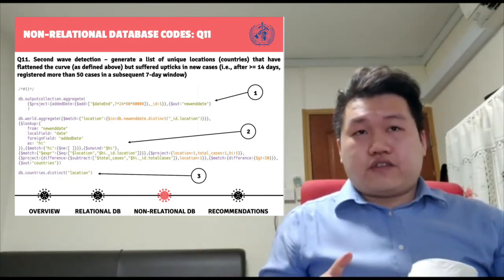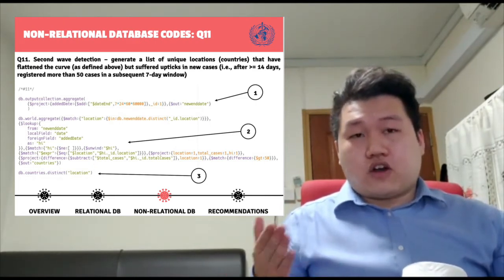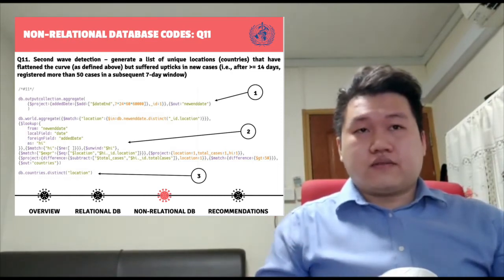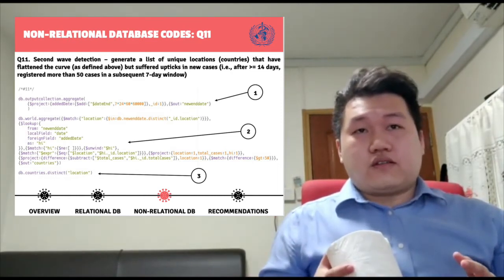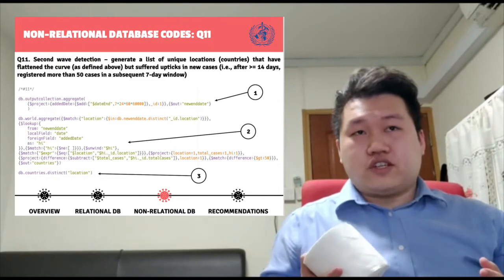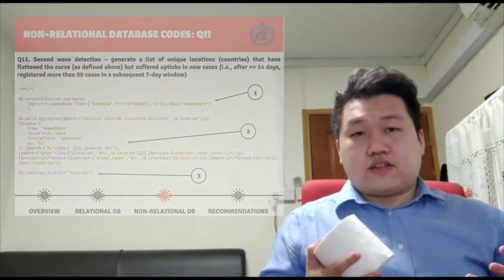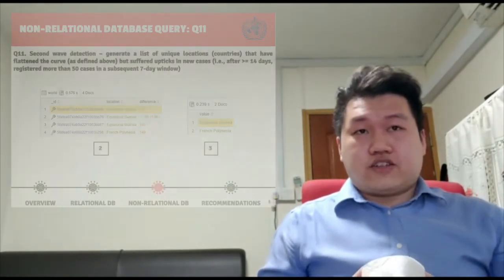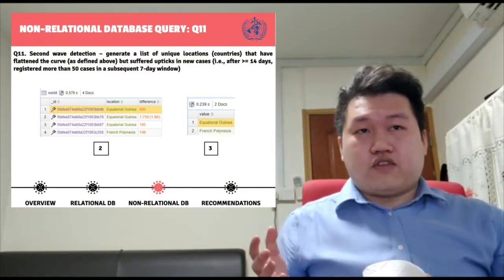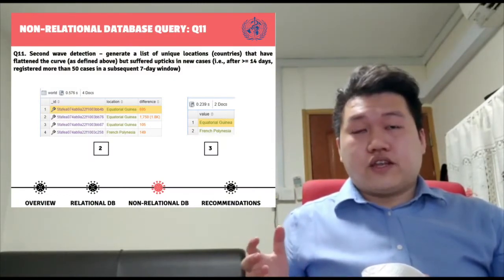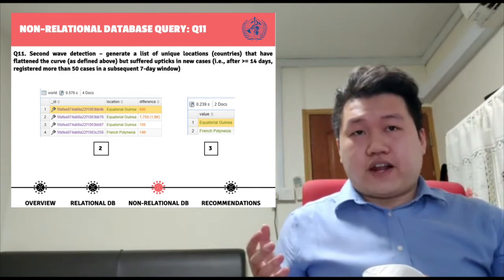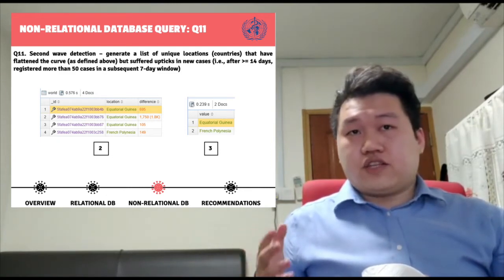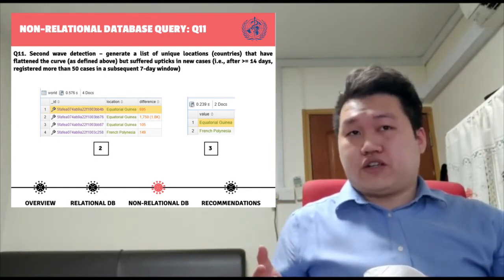Then we match to find the differences that are more than 50 cases according to question 11. Finally, we output it into a temporary collection called countries to further sort out the distinct countries after that. The slide shows the output generated from the second part of the code, and the output of the third part shows the unique locations, which is also the final answer to question 11. So these two locations are the final answer to question 11.